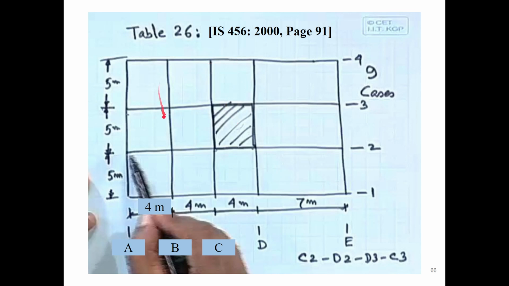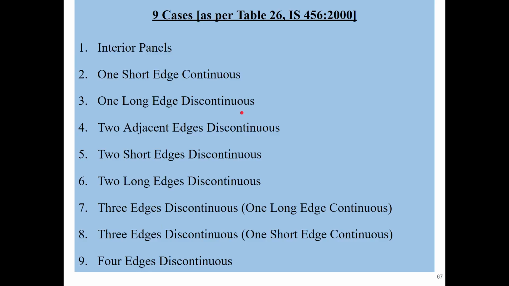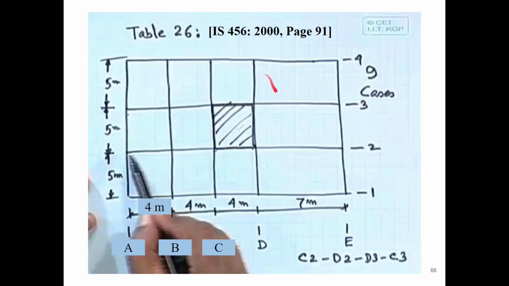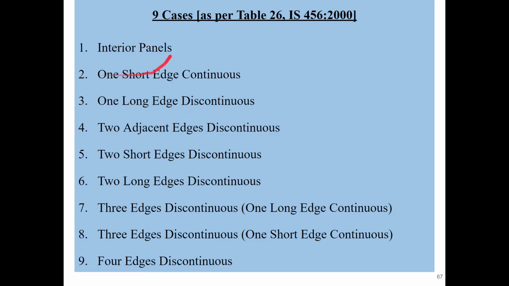So various locations, various slabs, and these are the beams. The location of these slabs is very different, and the effect on the slabs at the various locations will be totally different. So what are the 9 cases? One is interior panels, so this is an interior panel. Apart from that, there is one short edge continuous, one long edge continuous, two adjacent edges discontinuous, two short edges discontinuous, two long edges discontinuous, three edges discontinuous where one long edge is continuous, three edges discontinuous where one short edge is continuous, or four edges discontinuous.